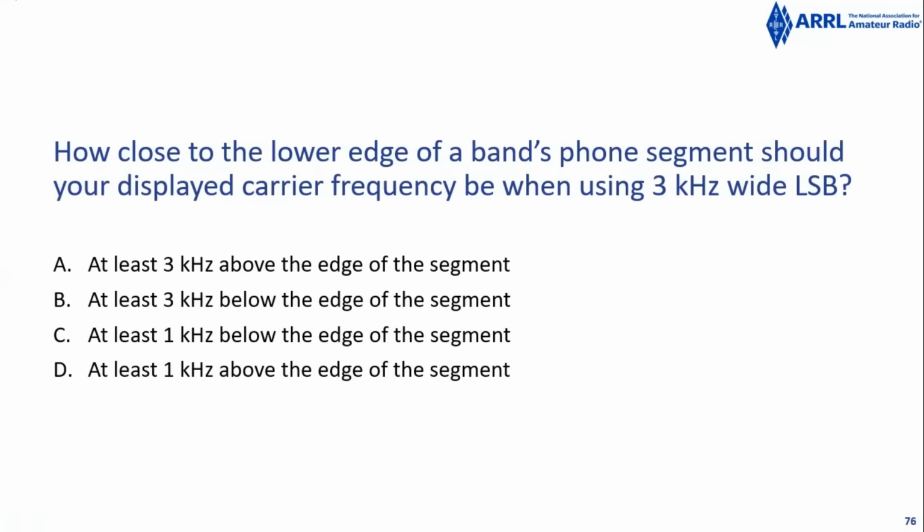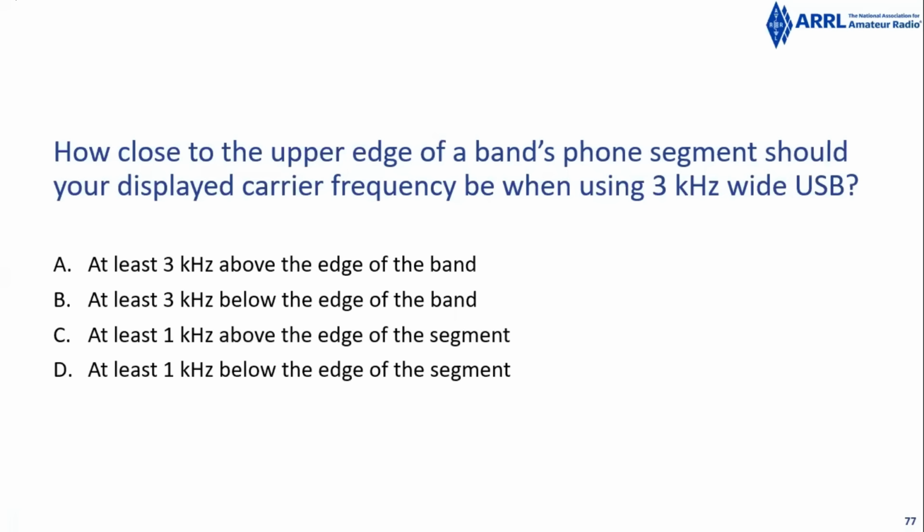And how close to the lower edge of a band's phone segment should your display carrier frequency be with 3 kilohertz wide lower sideband? Okay, at least 3 kilohertz. If you're on lower sideband, you need to be above. At least 3 kilohertz above, A. You're not at 1 kilohertz, it's at least 3. So the ones are out, so it's got to be above. It's lower, so you got to be above. And the same thing, if you're using upper sideband, you need to be 3 kilohertz below, which would be B.